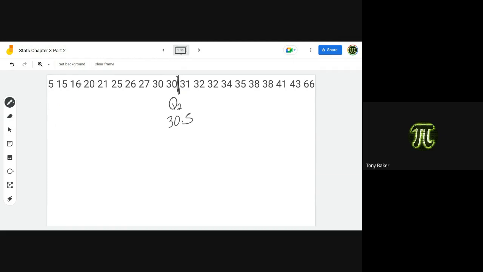So 1, 2, 3, 4, 5. 1, 2, 3, 4, 5. So I have 21 and 25. So again, add them up, divide by 2. So my Q1 is 23.